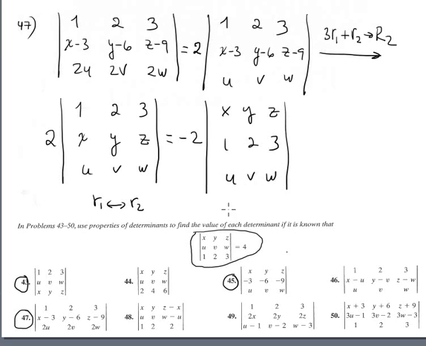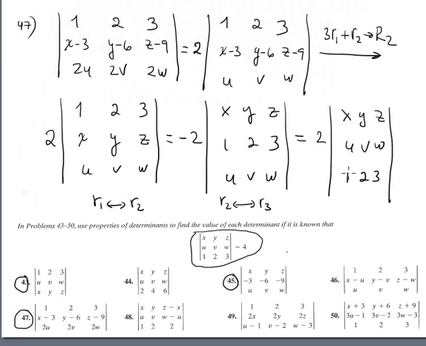And finally, why not? R2 and R3. Again, change the sign to positive. X, Y, Z, UVW, 1, 2, 3. It's exactly the original determinant, because the answer is 4, and the answer is 4 times 2, which is 8.